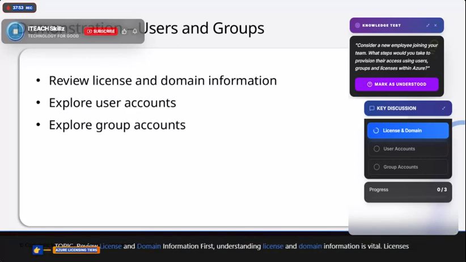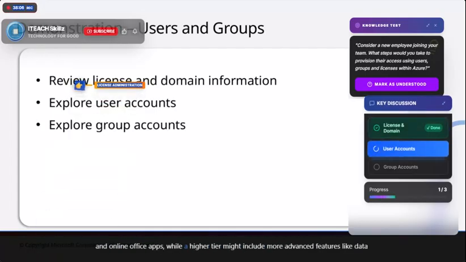Topic: Review license and domain information. First, understanding license and domain information is vital. Licenses determine what services users have access to. For example, a business basic license allows access to email and online office apps, while a higher tier might include more advanced features like data analytics tools. Your domain, typically your company name, acts as the base address for all user accounts. It's how you identify who belongs to your organization within Azure's broader system. It is important because it sets the foundation for authentication and authorization.